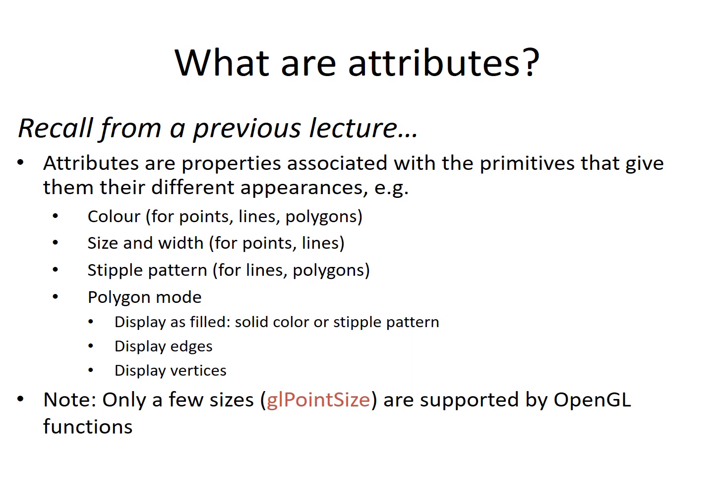Size and width is an attribute for points and lines. Stipple pattern is an attribute for lines and polygons. Polygon mode is also an attribute because polygons can be displayed as filled with solid color or stipple pattern. A polygon can be displayed as edges only or vertices only. Note that only a few sizes are supported by OpenGL functions using the function GL.size.